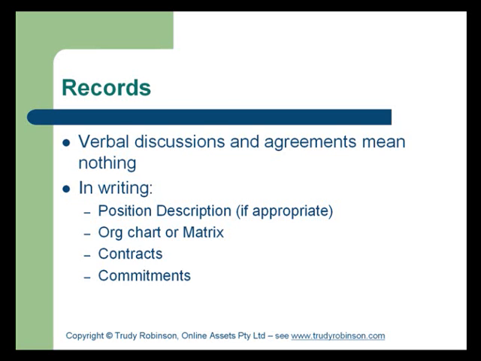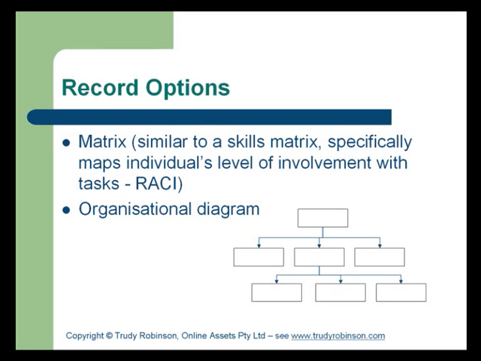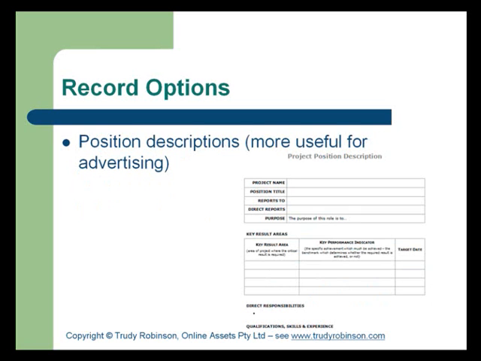An example of a matrix, particularly a RACI matrix, is included in the PMBOK 4, and everyone's of course familiar with an organisational diagram which can be part of your general project plan documentation. Position descriptions, as I mentioned before, are more useful for advertising, but then once they are in place, everyone can be very clear about what is required of the resources allocated. This is probably more appropriate for a long-term project, not something which is going to be started and completed within a few months, for example.